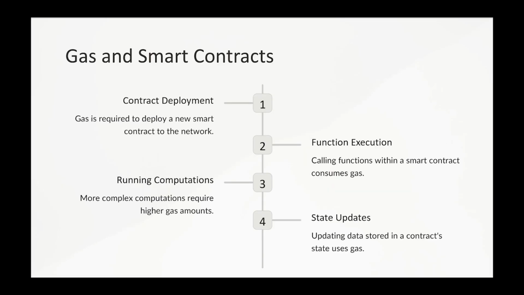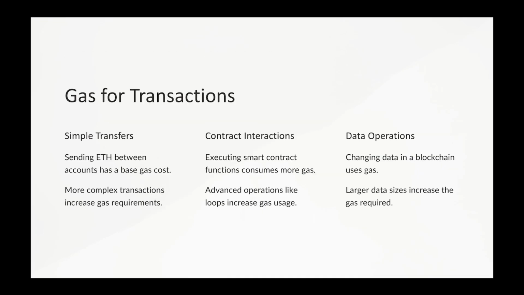Gas is also required to deploy smart contracts to the network. Calling some functions within a smart contract which update the contract state consumes gas. The more complex computations require higher gas. Gas is consumed for transactions which include simple transfers like sending ether between accounts, contract interactions where functions consume gas, and data operations as changing data in blockchain uses gas.